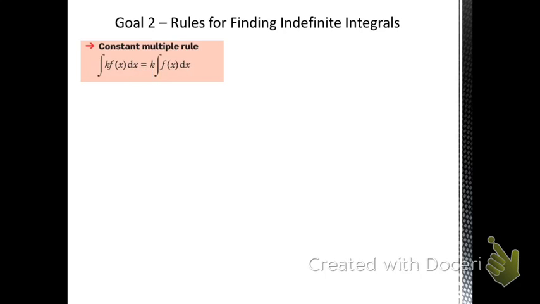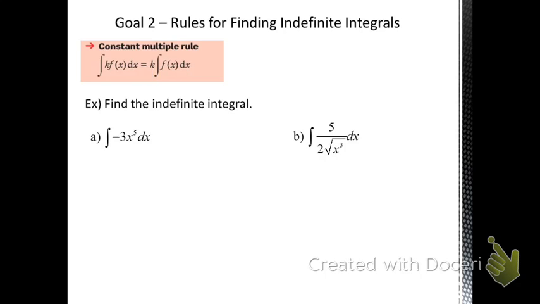Alright, so, for example, here we have two integrals in which we have some function x to the fifth here being multiplied by a constant -3. Here we have the function 5 over 2 times the square root of x cubed. Well, 1 over square root of x cubed is what you could say, and it's being multiplied by 5/2. And in order to find the indefinite integrals of each of those things, here's what we're going to do.